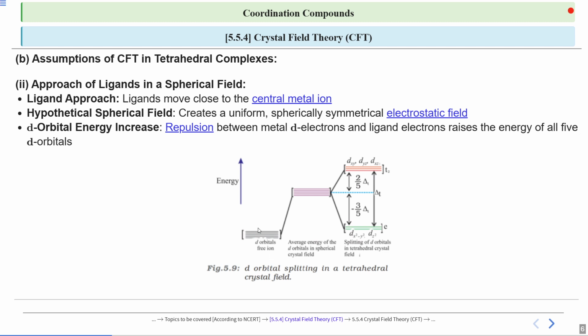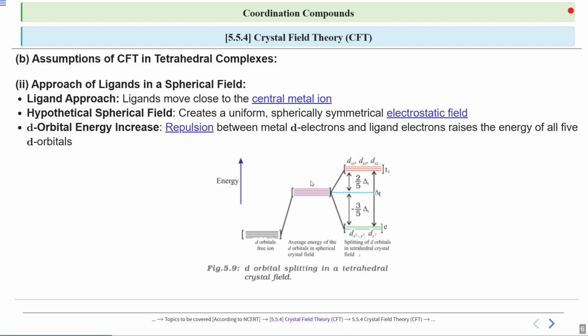So you can see in this diagram we have these 5 d orbitals. They are degenerate, they have equal energy, and they have lower energy. But when the ligand approaches the central metal ion and enters its spherical symmetrical electrostatic field, the repulsion between the d electrons and the ligand electrons happens, due to which the energy of all the 5 d orbitals is increased by some amount. So they will go from here to here after the rise in energy.